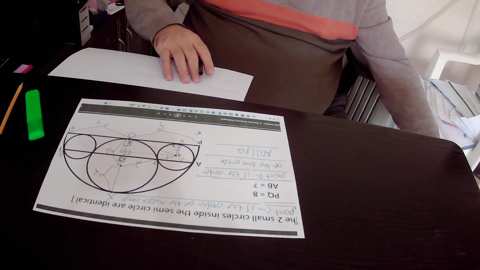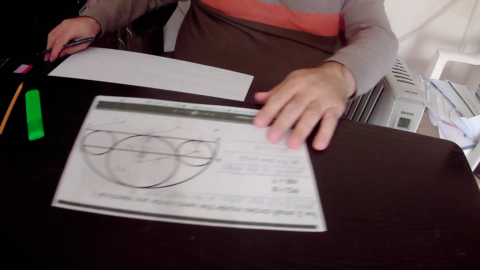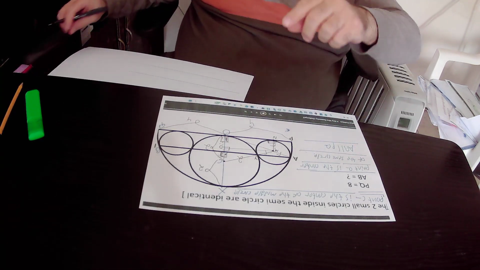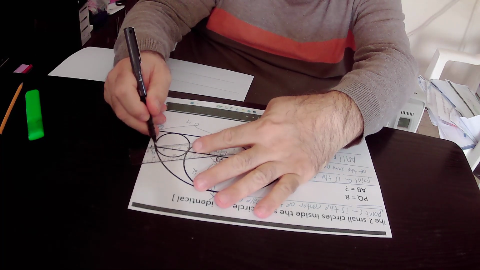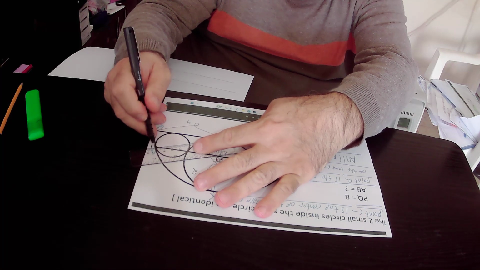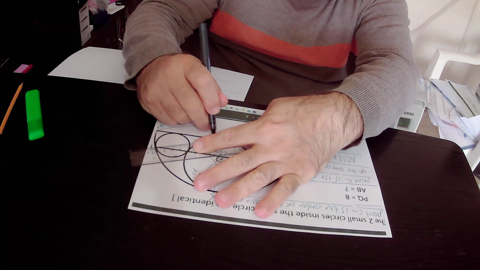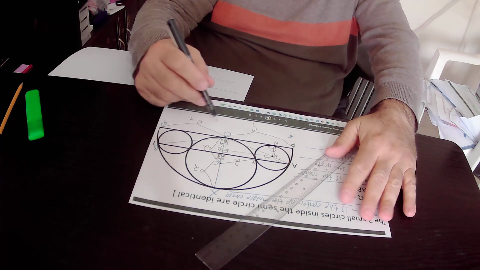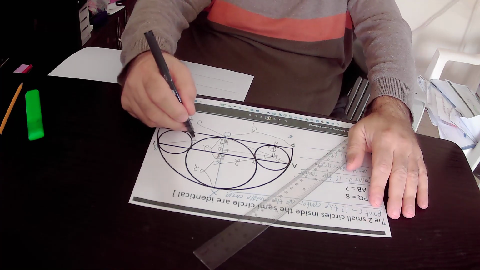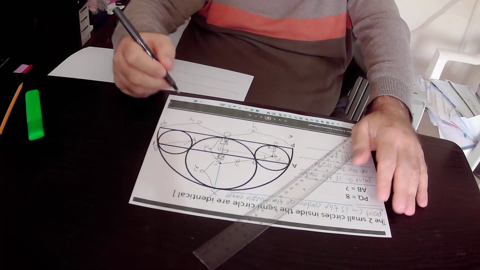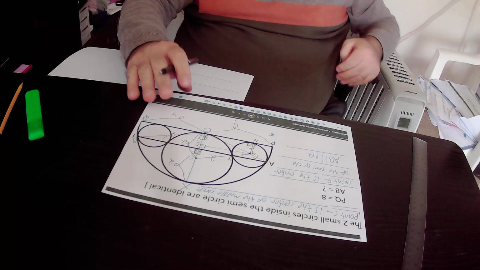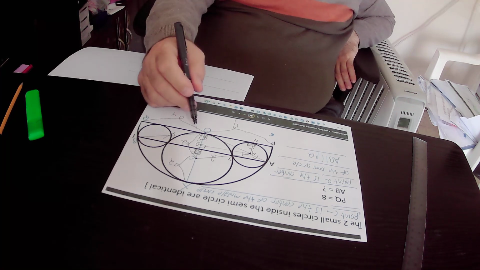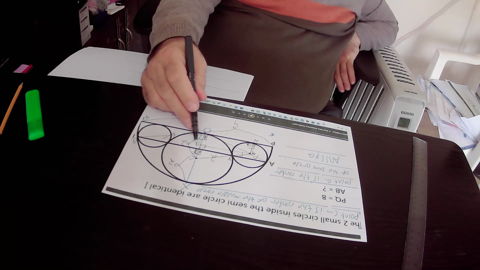In the next step, we will connect points O and B by a straight line. Actually, OB is the radius of the semicircle, that is to say it equals 4 units. And what is the size of angle OEB?